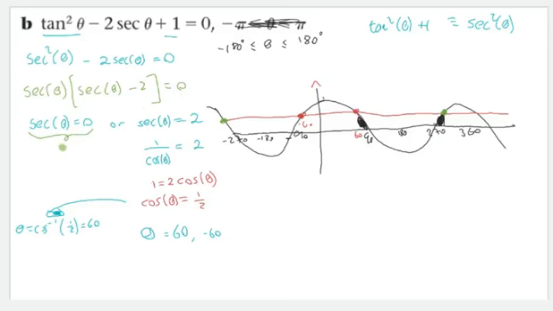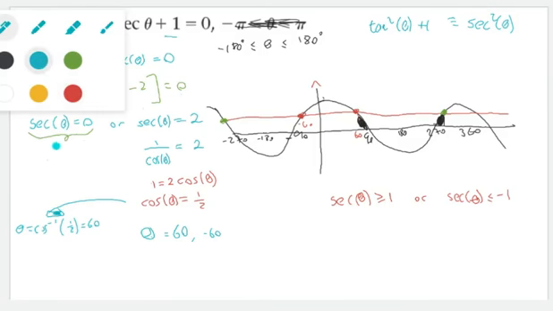But with this one, actually, bit of a trick. There's actually no solution because sec theta can never, ever be 0. In actual fact, sec theta is either greater than or equal to 1, or sec theta is less than or equal to -1. And given that cos is 1 over sec and cos is always between 1 and -1, taking the reciprocal, sec is always going to be anything greater than or equal to 1 or less than or equal to -1.